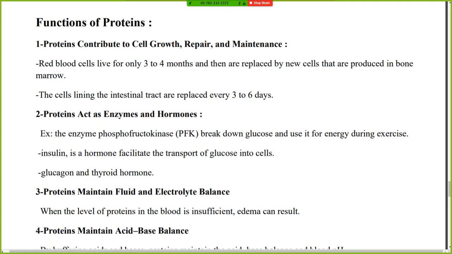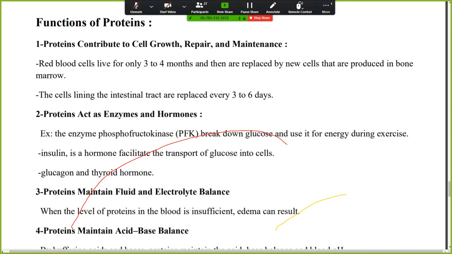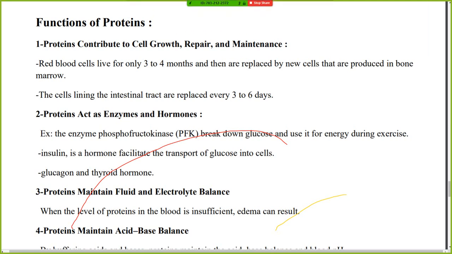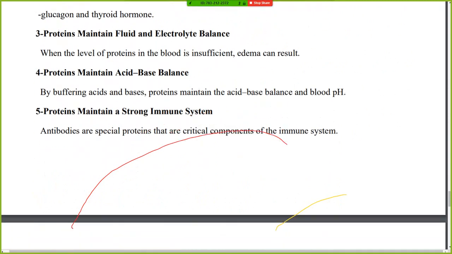Number two, proteins act as enzymes and hormones. Example, the enzyme phosphofructokinase breaks down glucose and uses it for energy during exercise, while insulin is a hormone that facilitates the transport of glucose into cells. Also, we have other hormones, glucagon and thyroid hormones.